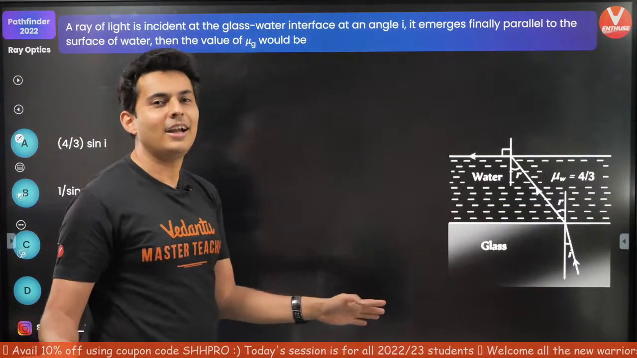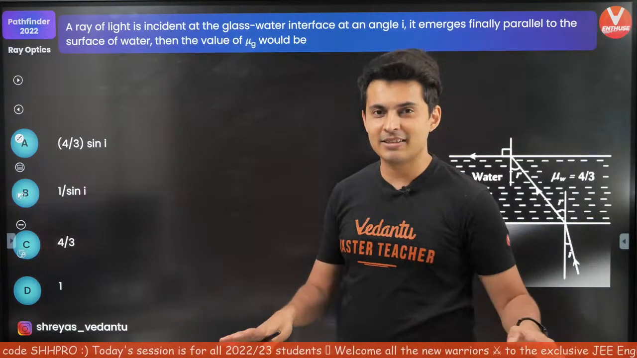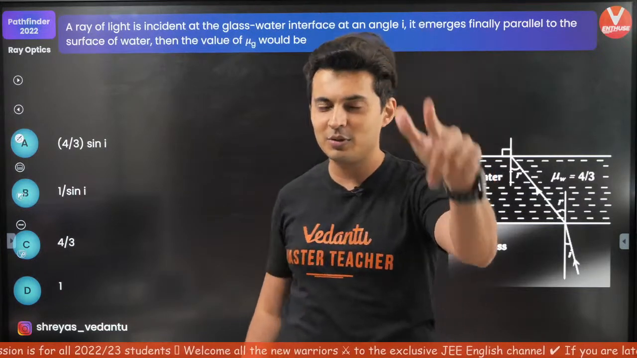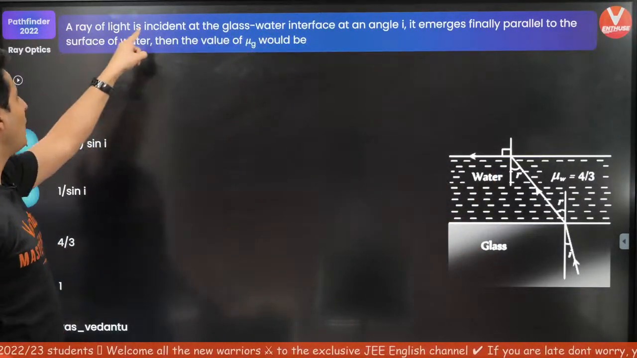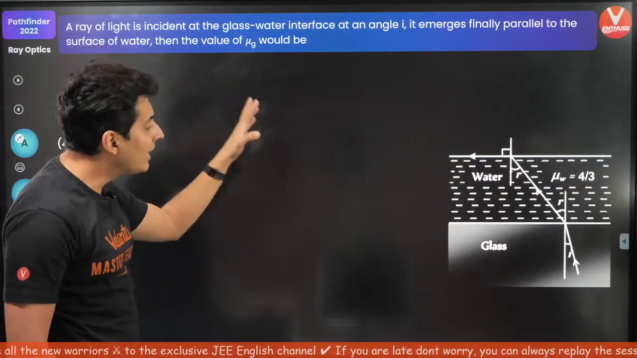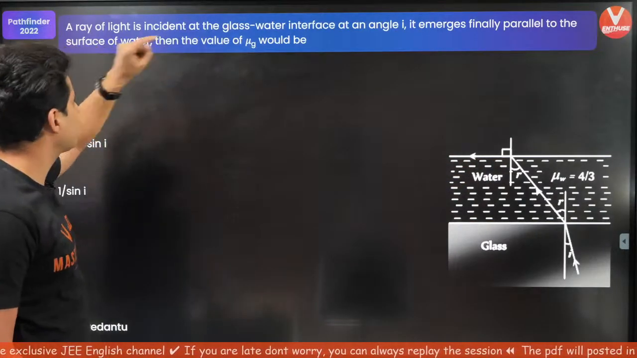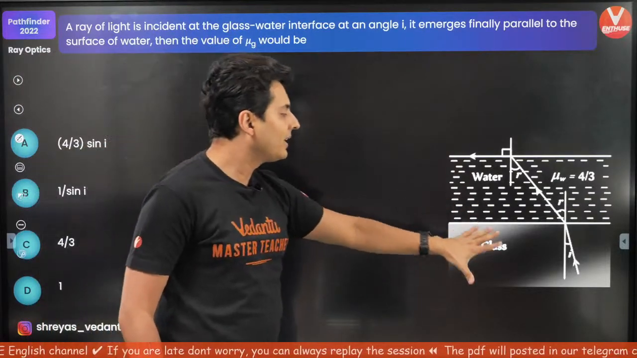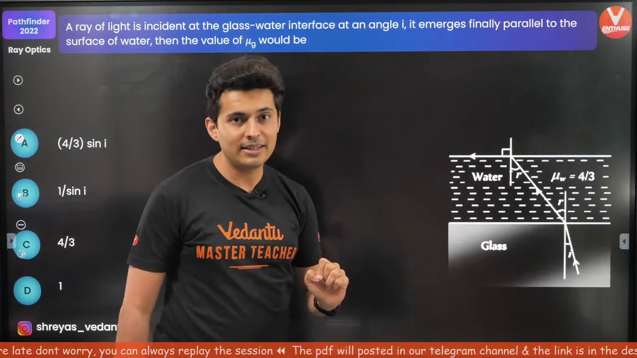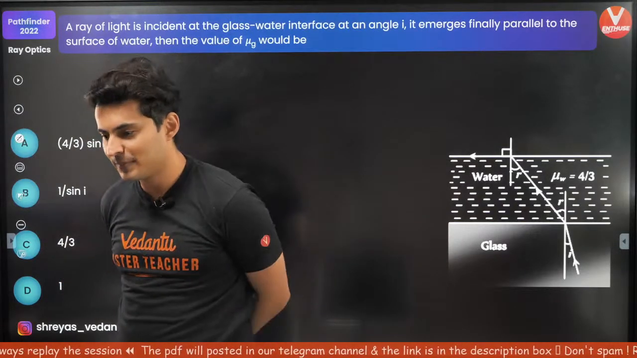Now this is a brilliant question. Many people are going to lose minutes, tens of it, to solve this problem. But I'm going to teach you an easy trick to solve this. Observe first. A ray of light is incident at the glass-water interface at an angle I, and it finally emerges parallel to the surface of the water. Then the value of the refractive index of the glass is... and remember, water's refractive index is given, but the refracted angle in water is not given to us.